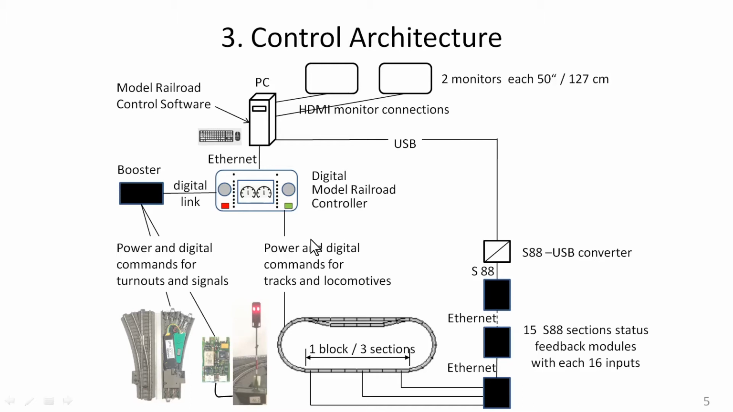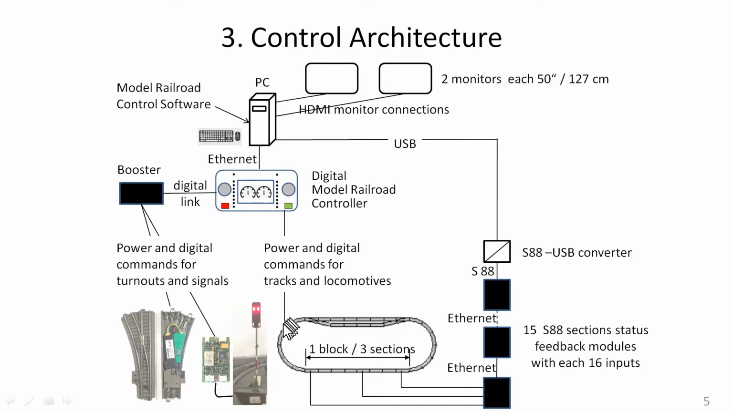If the model railroad controller software wants to know what track is occupied and what is available, it needs to get feedback from the tracks. Let's assume here that I have a track block with 3 sections. These sections are electrically separated. I'll come to this later on. You have one section at the beginning of a block, another section in the middle of the block, and a third section at the end of the block.